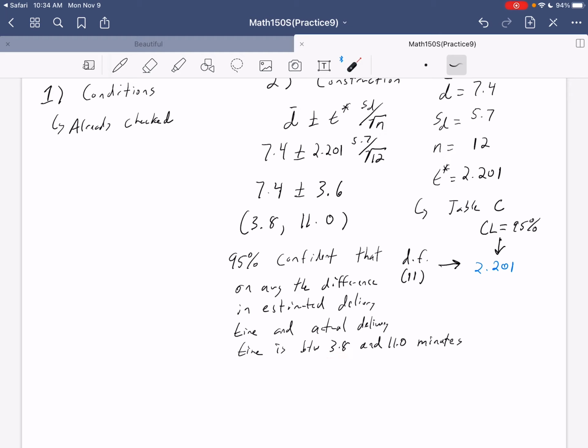Does that mean that almost all the deliveries are 3.8 to 11.0 minutes later than anticipated? No, not at all, right? Because this has nothing to do with individual deliveries. Remember, this is a confidence interval about the average. So that's why it's so important to have this specified here. This does not apply to individual deliveries.